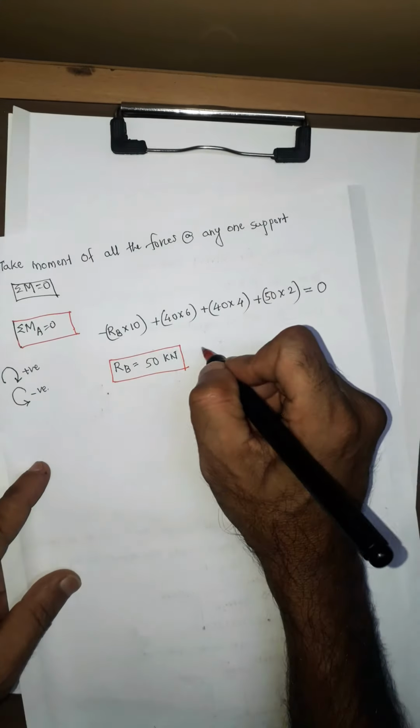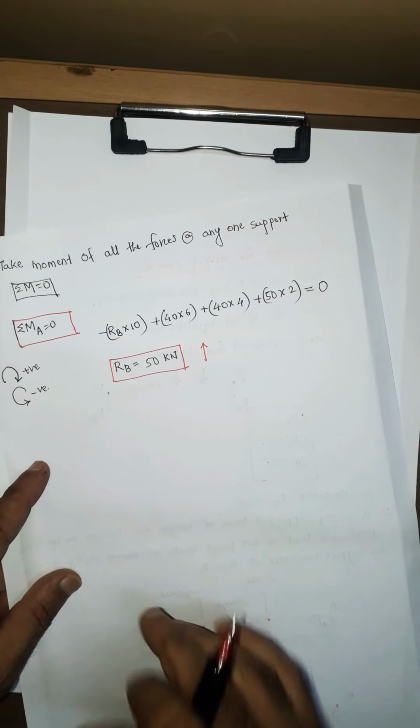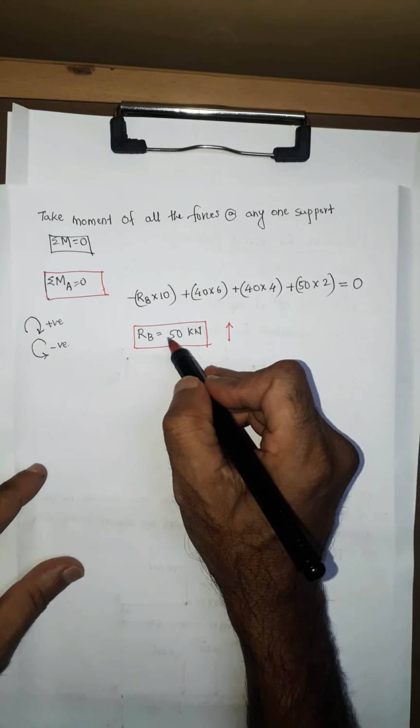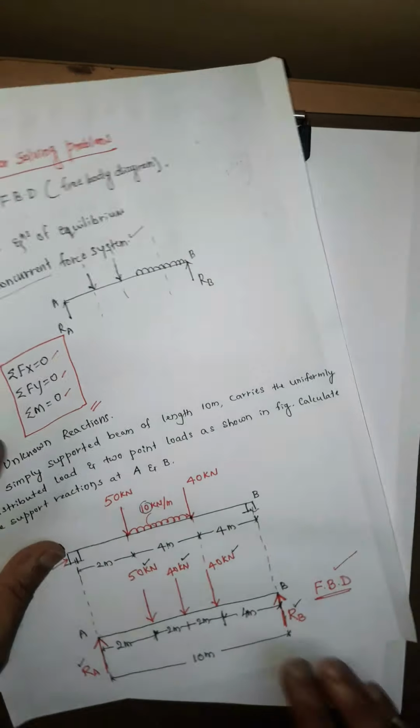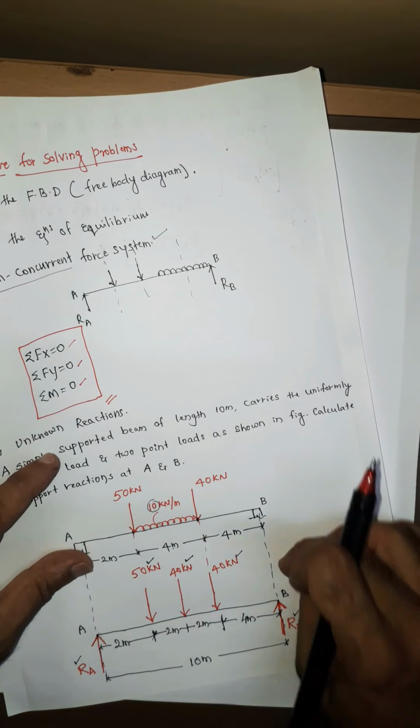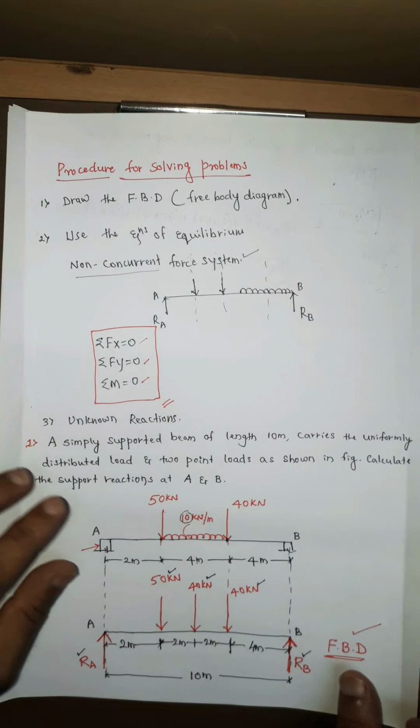Okay, it is correct, which means this is the direction. Plus. So in case you get minus here, minus indicates that the direction will be downward. That you have to remember. So this is the reaction we have found out.